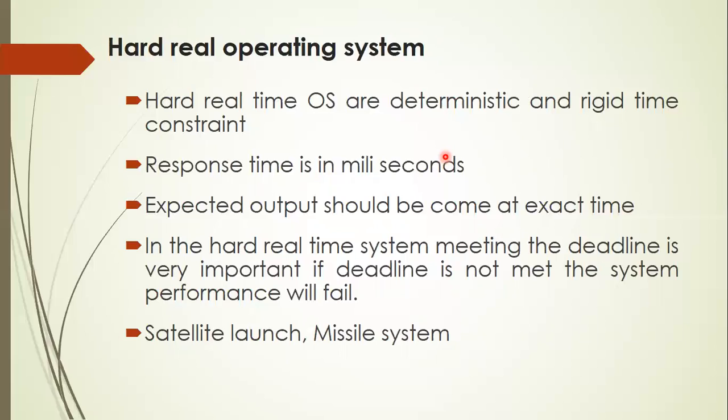But real-time operating systems are used for many real-life applications where the response time is always in milliseconds. That means if you submit a job at 3 o'clock, you should get the output just after 3 milliseconds, 5 milliseconds, 10 milliseconds, etc. So the response time is generally measured in milliseconds, not seconds, because the operating system is very, very powerful and very, very fast. And your expected output should come at the exact time. In any real-time operating system, getting output is not the major condition. Getting the correct output at the exact time is very, very important.